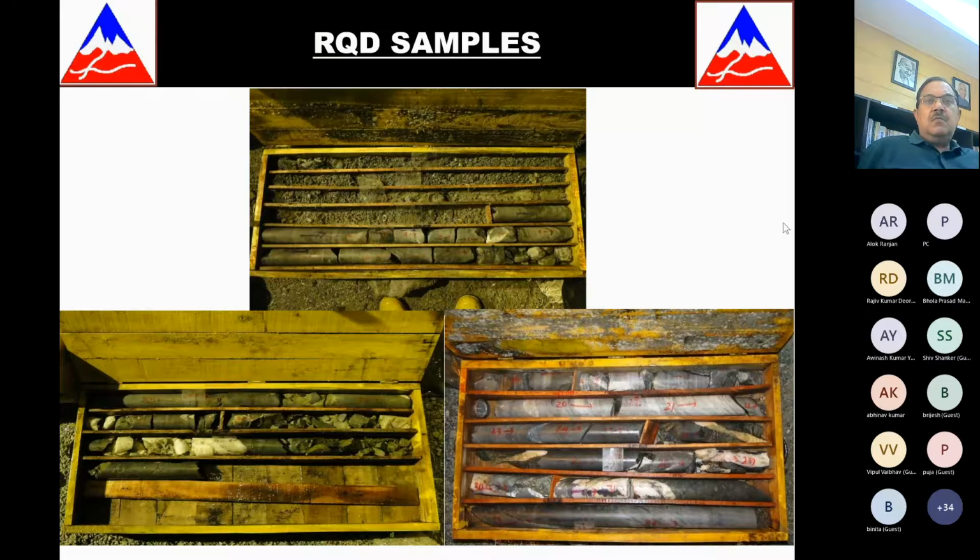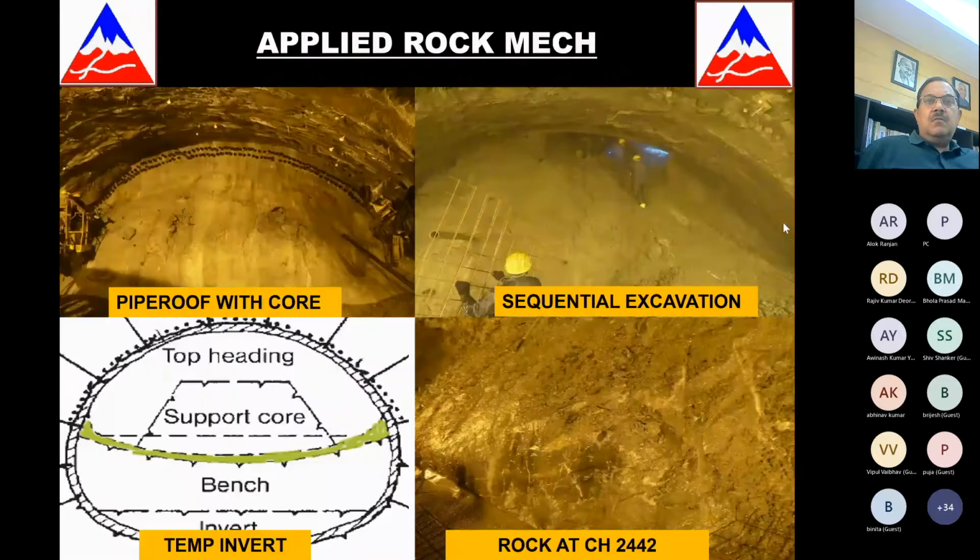And how we did this is what I had discussed earlier. We did a pipe roof with a core, so we did double layer pipe roofs in very poor ground. We did a support core behind that. We did sequential meter by meter excavation, and we also did a temporary invert. Now, why this temporary invert, this green thing, was done is because it completes the ring.